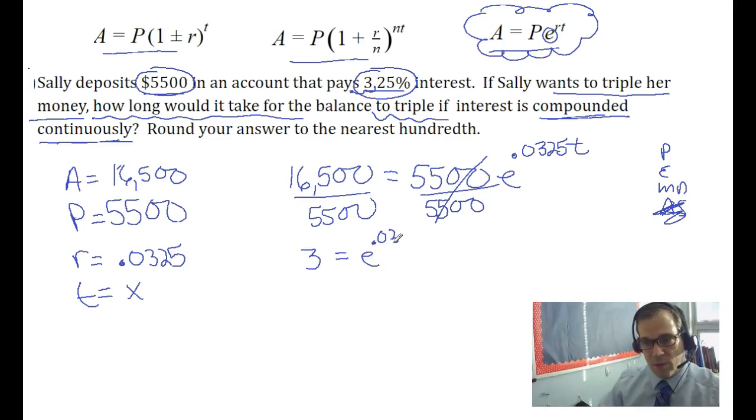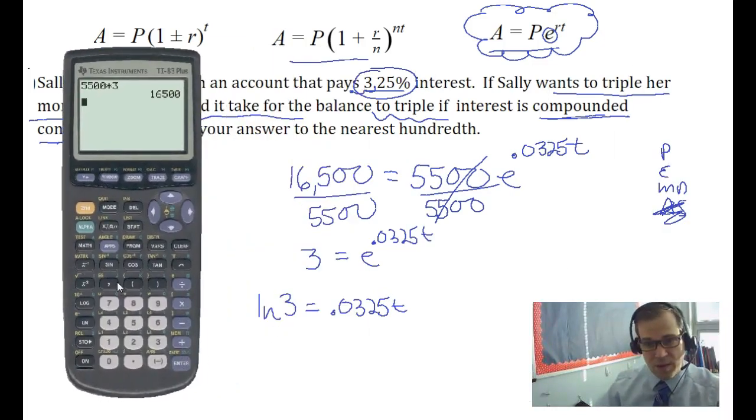So e to the 0.0325t equals 3. My unknown is stuck up in the exponent, so I'm going to have to switch to log form. What's my base? Where does the exponent go? The base is e. I'm not going to write log base e; we don't do that. We'll just use the ln, the natural log. The exponent goes on the other side of the equation, and then the 3 goes inside the natural log. There's no reason to use a change of base formula. I can just use this button on the calculator.